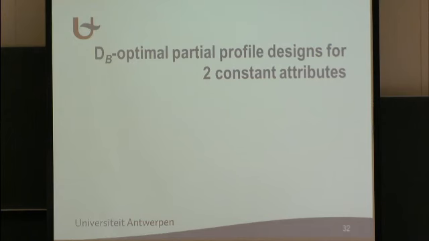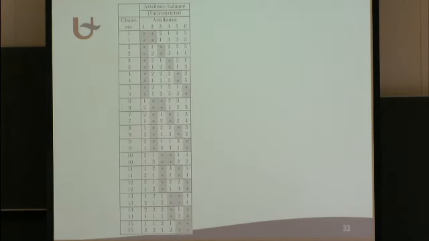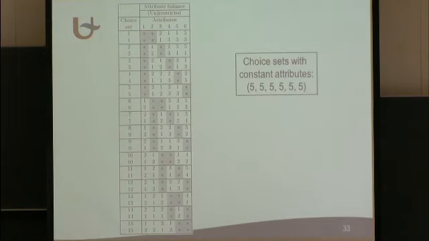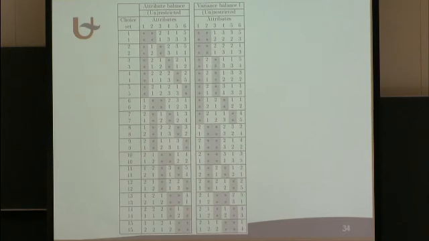Then some designs involving two constant attributes. Here we have the result for the attribute balance approach involving the unrestricted as well as the restricted coordinate exchange algorithm. They resulted in the same design in this case. And you can see here that the attribute balance is perfectly fine. Every attribute is held constant equally often.